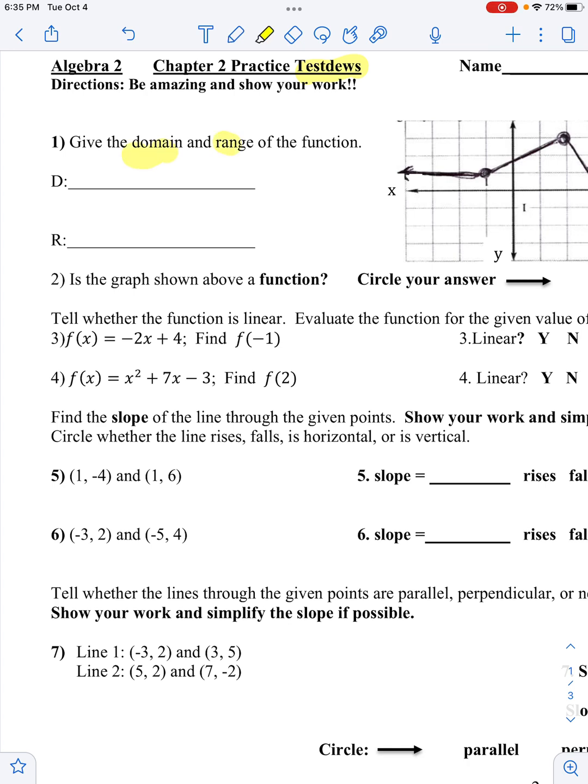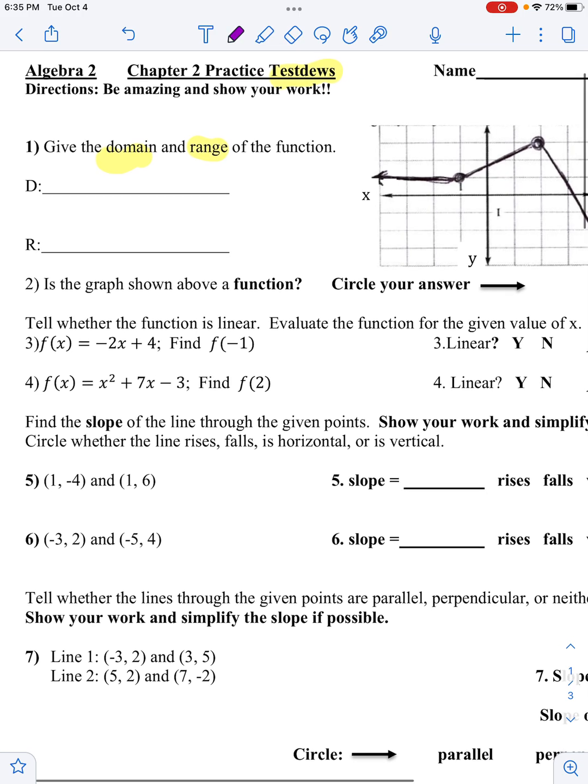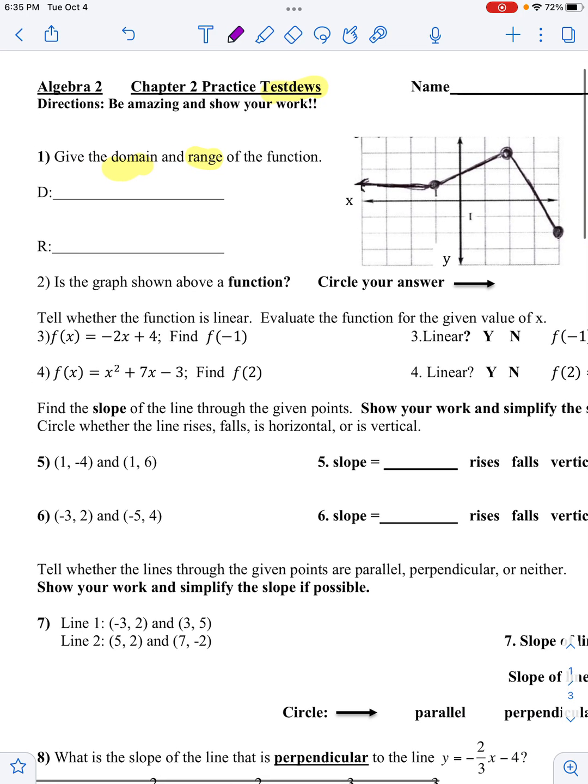We're going to give the domain and the range. So let's refresh your memory because this is from a while ago. Domain is going to be left to right. Range is going to be bottom to top. This is going to be the x's. This is going to be the y's.